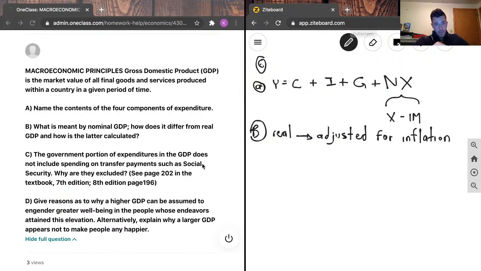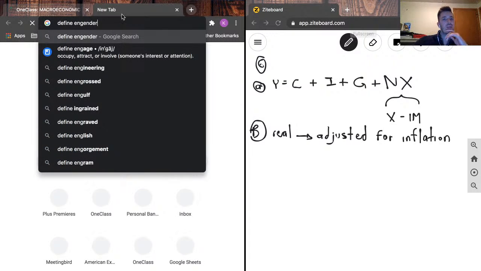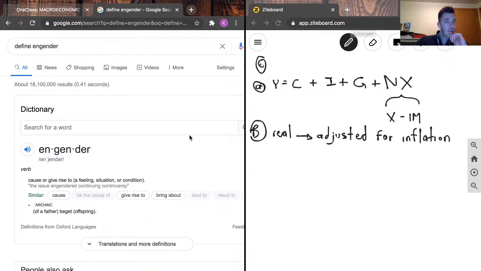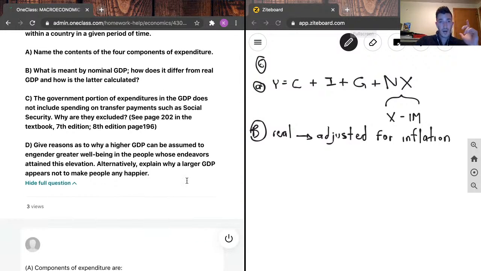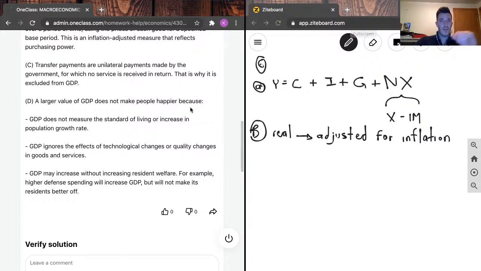And D, give reasons as to why a higher GDP can be assumed to engender greater well-being in the people whose endeavors attained this elevation. Alternatively, explain why a larger GDP appears not to make people any happier. I've never heard this word in my life. Engender. Cause or give rise to. Interesting. Regardless, I know a little bit more about the relation between GDP and happiness, so I'll probably speak on that one. Looks like our junior tutor did here as well.